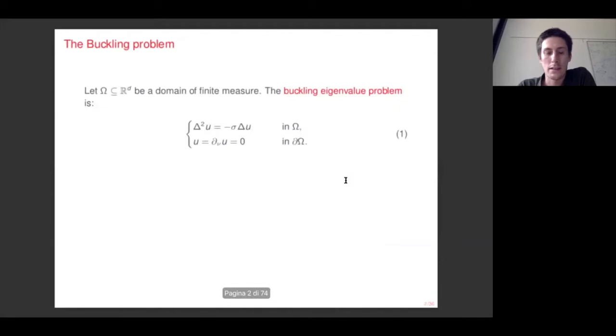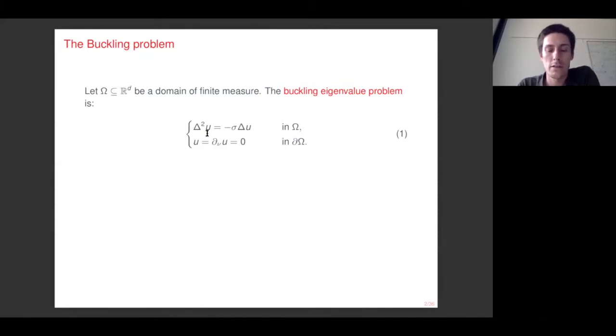And let me directly introduce the statement of the buckling problem. So for a domain of finite measure, the buckling eigenvalue problem reads in this way, as you can see on this slide. On the left-hand side of the eigenvalue equation, one has the bi-Laplacian operator, while on the right-hand side, the standard Laplacian. And the conditions that we consider are the Dirichlet boundary conditions.